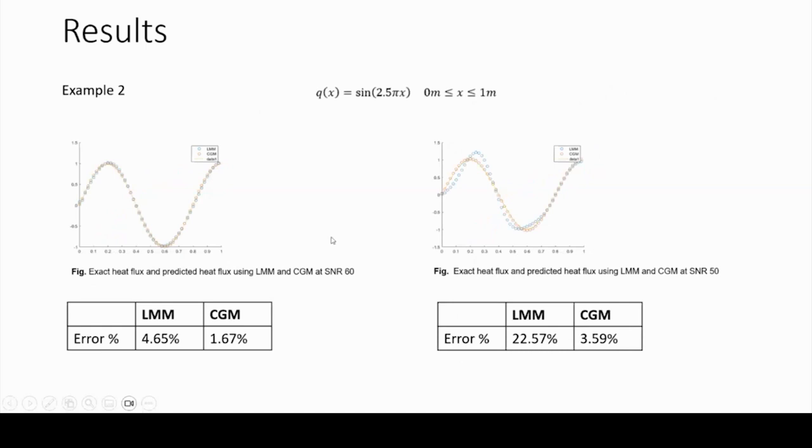This is example two of the experiment. In this, the original function is a sine function, and we can see the percentage error of the LMM method is 4.65 and the CGM method is 1.68 at an SNR of 60. After increasing the noise in the measurement, we can see the error percentage in the Lagrange multiplier method has increased, but the percentage error in the CGM method has not increased that much.